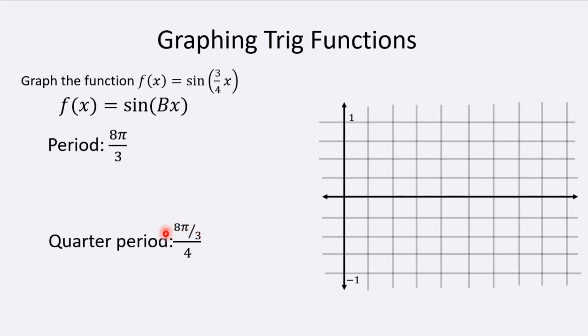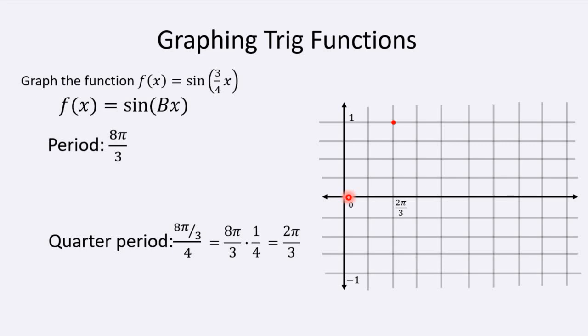Once again, I keep the top fraction the same, 8 pi/3, but I flip the bottom fraction over and multiply. So that's 8 pi/3 multiplied by 1/4. That's 8 pi/12, and when you reduce that, you get 2 pi/3. So here's 0. I'm going to add 2 pi/3 to get the first quadrant mark, which is here at 2 pi/3. That's 0 plus 2 pi/3.